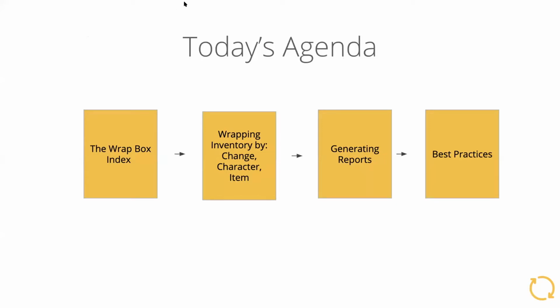As Natalie mentioned, we're going to be covering the wrap process for the costume department. So that's going to start with the wrap box index. We'll then jump into wrapping inventory. So we're going to go over how to wrap inventory by change, character, and item. Then we will jump into generating reports. And then we're just going to go over some best practices.